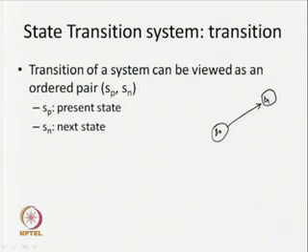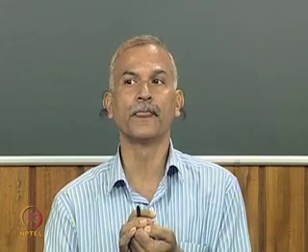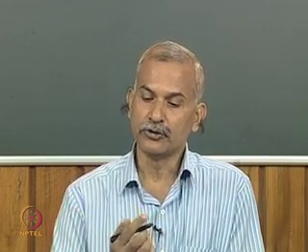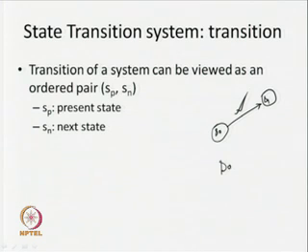Now, our aim is to look for how to represent this particular transition. If we can represent this transition, then we can represent the entire state transition diagram, because the state transition diagram is nothing but the collection of those transitions. Now, when we look into this transition, it can be viewed as an ordered pair (S0, S1). We can say this transition is an ordered pair, a collection of two states, and here we have a transition from S0 to S1.